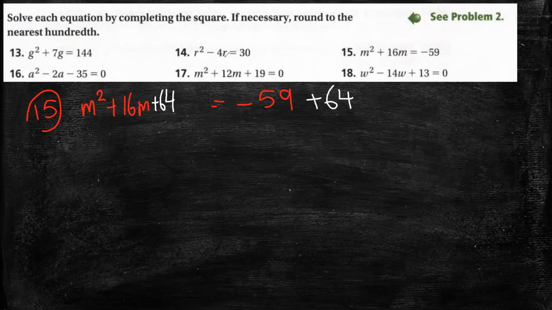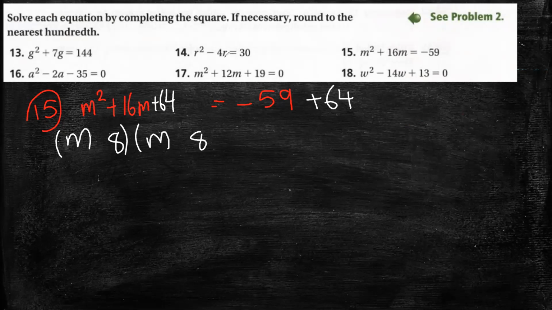Now, since I add 64 to this side, I must add 64 to the other side. Then I have now m squared plus 16m plus 64. If I want to factorize it, it is a perfect square trinomial. So it is like m, and what is the square root of 64? It is 8.